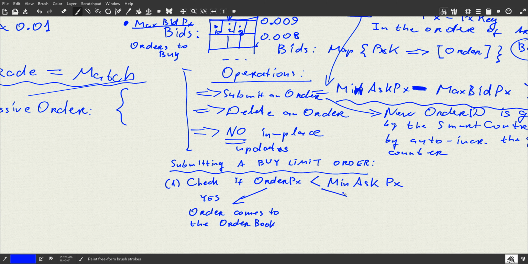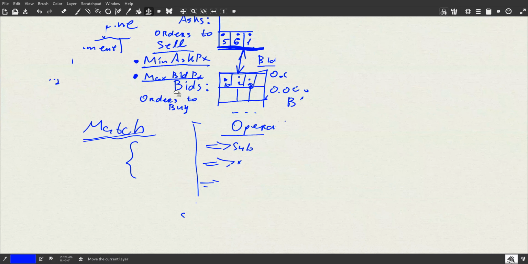But if no, this means that the order is aggressive. And we'll discuss this. Order is aggressive. That's precisely what happens if someone is tired of waiting and they want to buy our coin immediately.